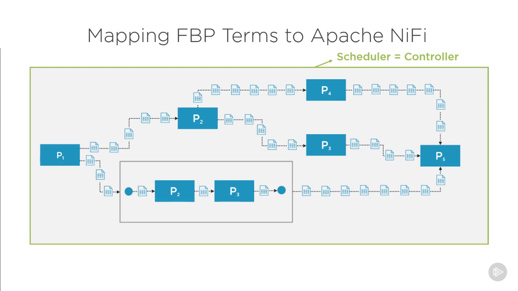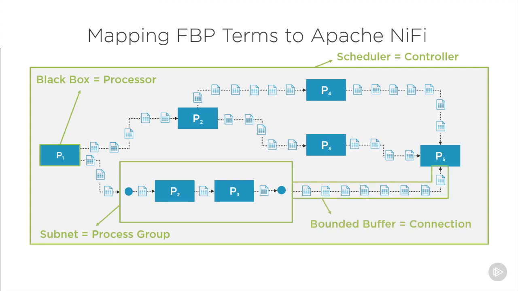Next, the kind of foundation of flow-based programming, the previously mentioned black boxes. In Apache NiFi they are called processors, which can further be grouped together in so-called subnets or process groups in NiFi. They contain the most programming logic and perform the actual work, such as generating, routing, or transforming data. These processors are connected by bounded buffers, or just called connections in the case of Apache NiFi. They act as a linkage between processors, containing a queue and relationships which affect where and how data is routed.